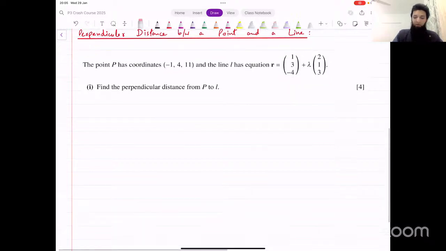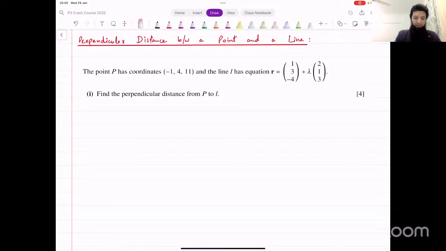Okay, now how is this process going to work? Let's try to understand it. First of all, we've got this point. We have the coordinates given. We can write the position vector of that point. It will look like this, OP. That will be (-1, 4, 11).